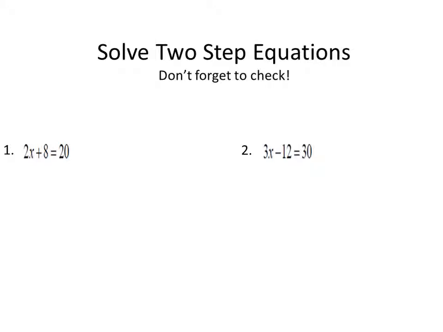Let's solve some two-step equations, and remember, if you don't check it, your answer may not be correct. So 2x plus 8 is equal to 20. If I solve that correctly, x should be equal to 6. 3x minus 12 is equal to 30. If I solve that correctly, x should be equal to 14. If you're not sure how to do two-step equations, look over in your foldable under two-step equations, the pink sheet.